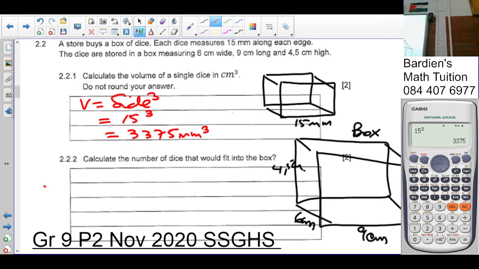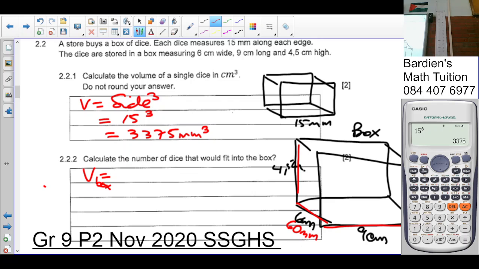Then the next question says, calculate the number of dice that will fit into the box. So the volume of the box will be length times breadth times height, not so? But this is in millimeters here, so I'm going to do the calculation for millimeters. Okay? So 6 centimeters is 60 millimeters. Not so.